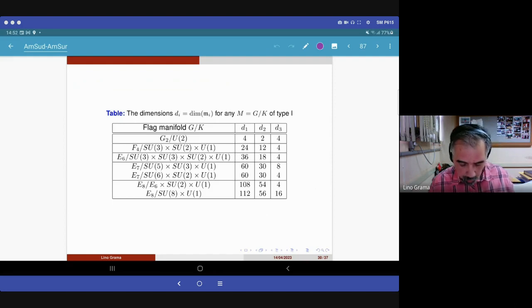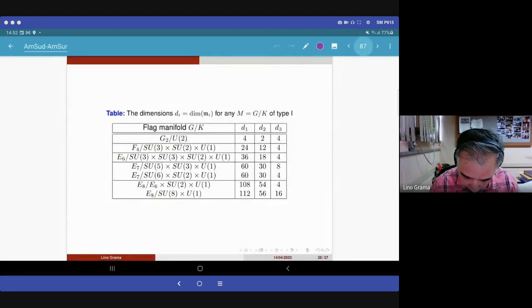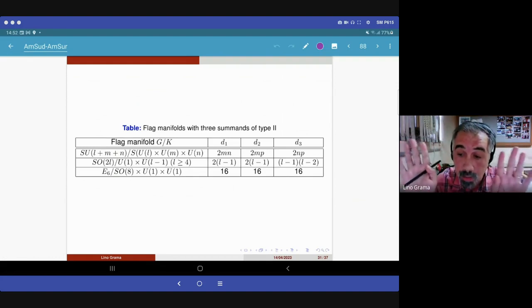This is the list of family of type 1. This is D1, D2, D3, the dimension of each component. And we have 3 families of manifolds of type 2. This behaves in a very different way.